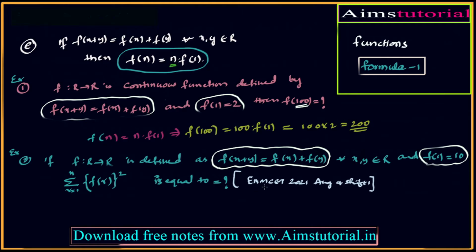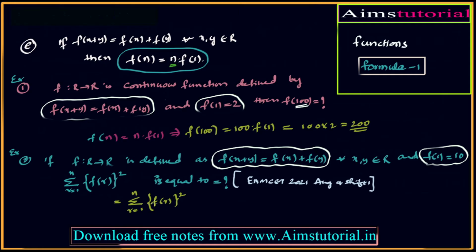So one more question. Eamcet 2021 August 4 shift 1. f maps R to R is defined as f(x+y) = f(x) + f(y) for all x, y belongs to R and f(1) is given as 10. We have to find summation r equals 1 to n of (f(r))² is equal to. So anyway, what we have to find out here is summation r equals 1 to n of (f(r))². So f(r) is nothing but f(n).